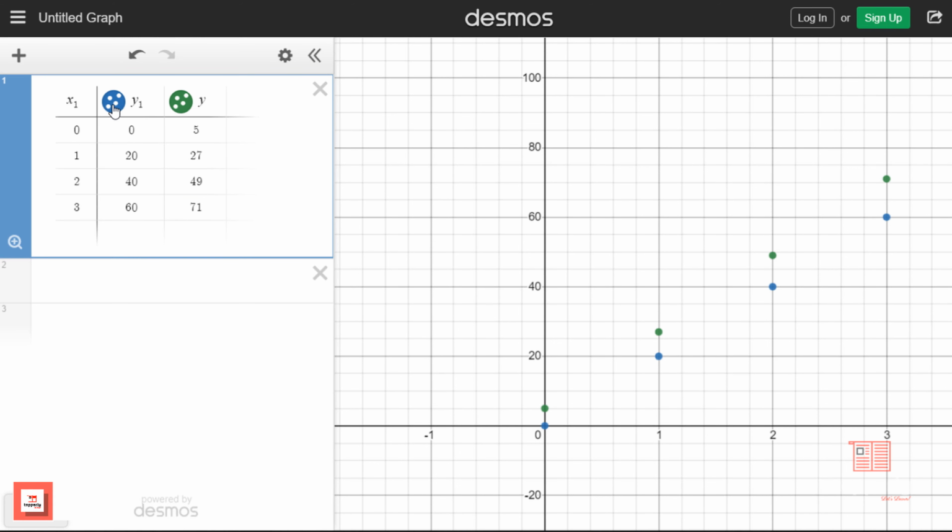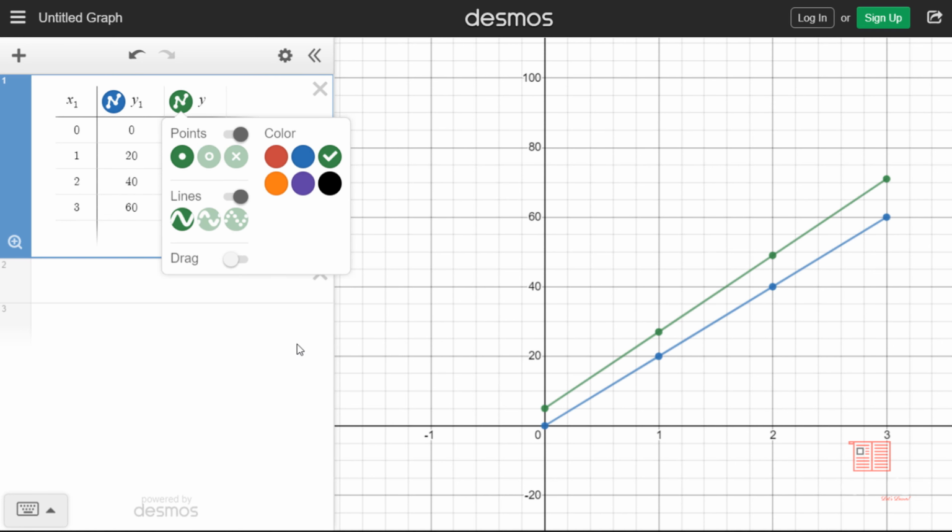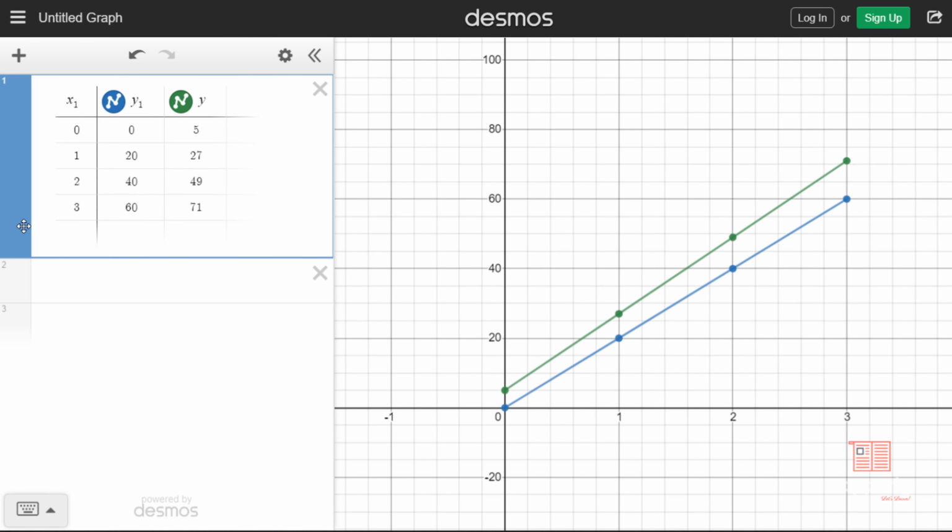Now plotting these as lines. Here is our graph. At 0 load we have 5 and 0, and at full scale reading, at a 3 kg load, we have 71 and 60. Now let me copy and paste this in our blackboard.